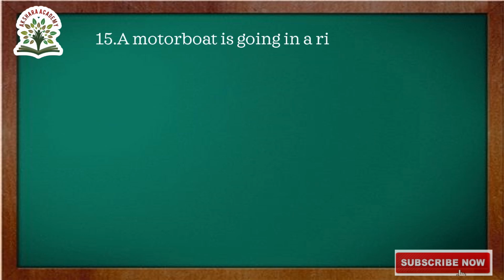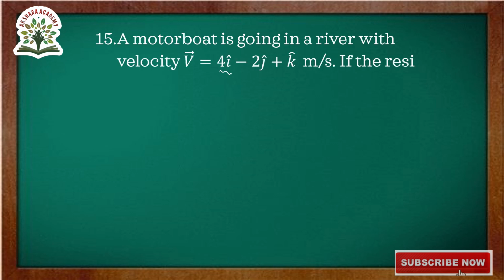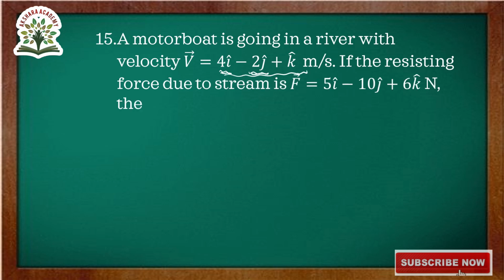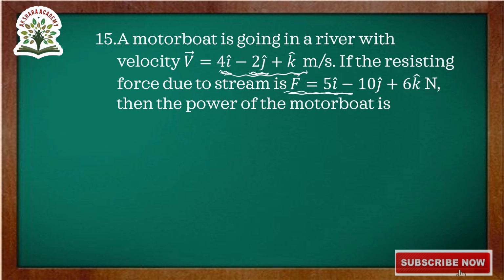15th one. A motorboat is going in a river with velocity v bar equals 4 i cap minus 2 j cap plus k cap meters per second. If the resisting force due to the stream is F bar equals 5 i cap minus 10 j cap plus 6 k cap newtons, then the power of the motorboat is, here you have to calculate its power. They gave the F bar and v bar vectors. Okay, let us go to the solution.